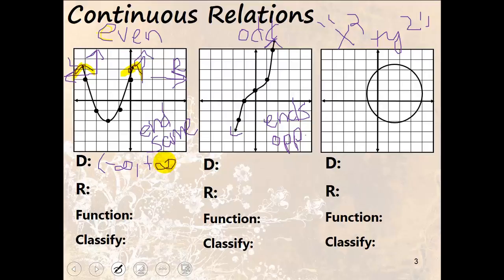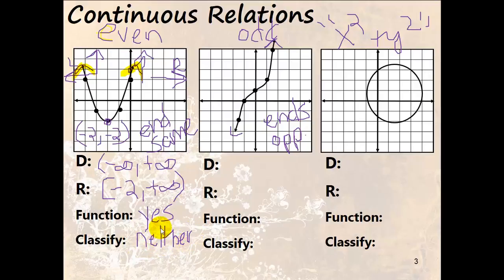Our range is a little bit trickier. Notice that we have the smallest point right there: x equals -2 and y equals -2. My smallest y value, and it includes it, is -2. My biggest y value, it just keeps going up and up and up. The y's just keep getting bigger and bigger, so that's positive infinity. Is this a function? Yes, because it passes the vertical line test. And it's even, so that means it's neither. If it's even, it's neither.